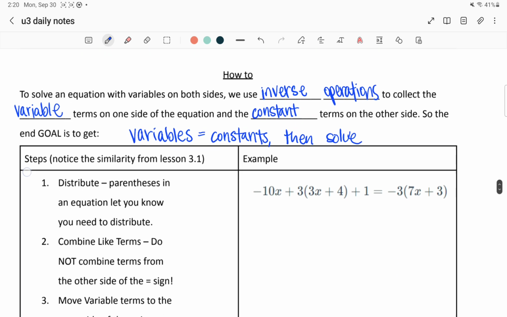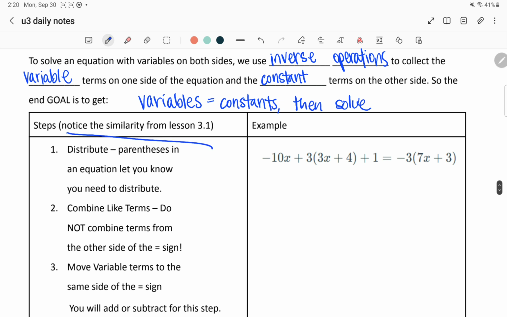And here is how we do it. Notice we're going to have lots of similarities from 3.1 because a lot of the steps are very much the same. Okay? Step 1 is distribute. If you have parentheses, first thing you're going to do is distribute. Okay? So I've got a negative 10x plus 3 times 3 is 9x. 3 times 4 is 12 plus 1 equals negative 3 times 7 is negative 21x. Negative 3 times positive 3 is negative 9. Okay.